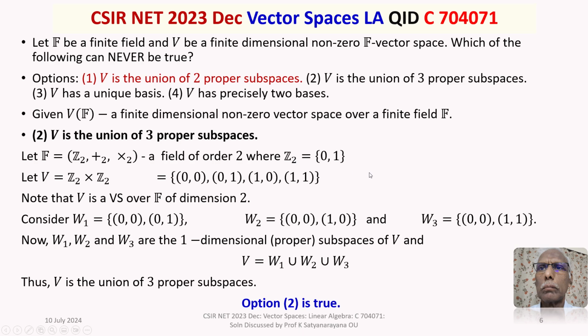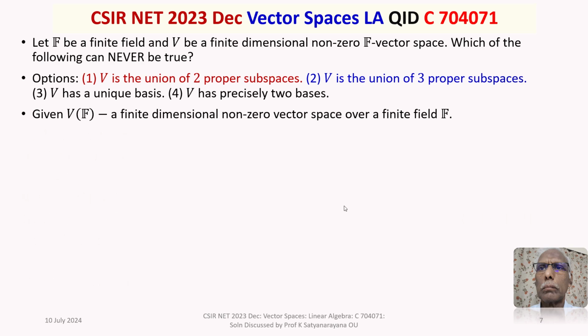Right. Let's move to option 3. So far we have seen option 1 is not true and option 2 is true. Let's go for option 3: V has a unique basis. Yes, this is also true in the following case.